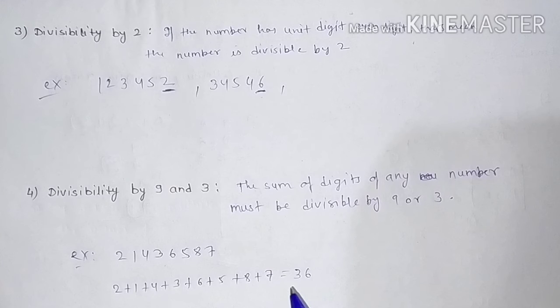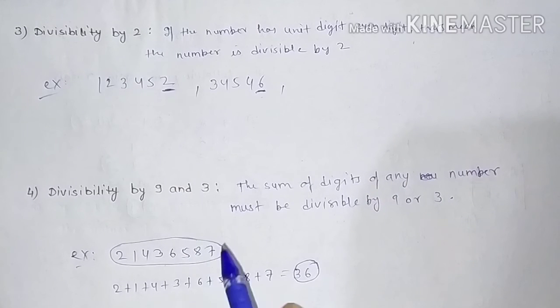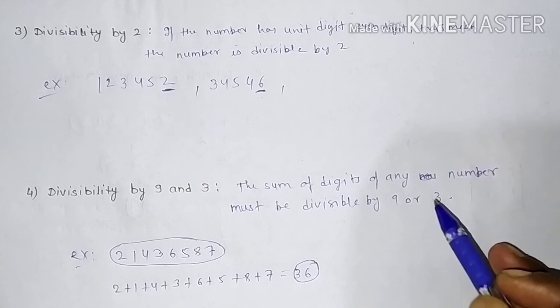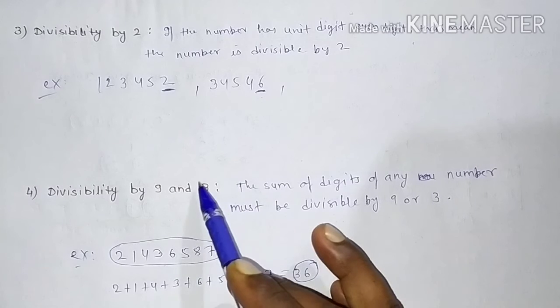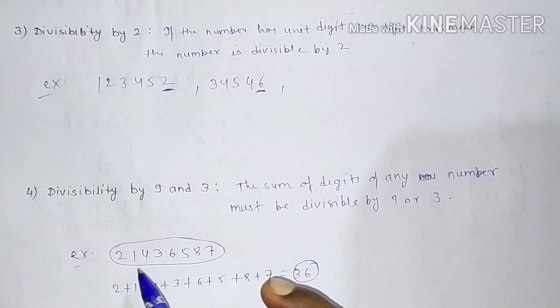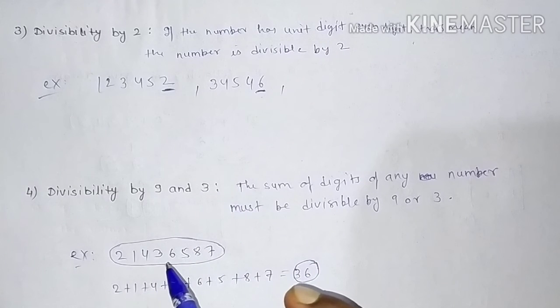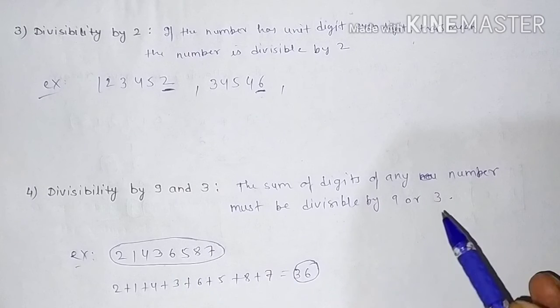Okay, 9 4s are 36. So 36 is divisible by 9. That means this whole number is divisible by 9. Similarly, this process is repeated in divisibility of 3. Same, the sum of digits must be divisible by 3 also.